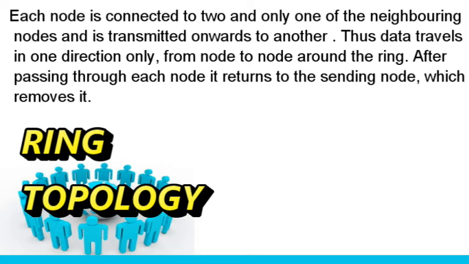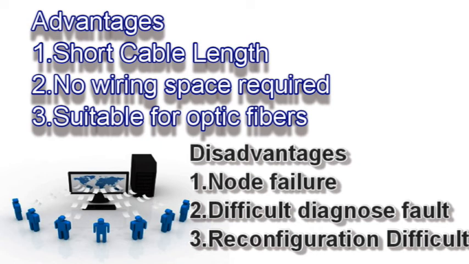Now coming to the advantages of ring topology: short cable length. As we already talked, it will involve short cable length because it has a desired path. No wiring closet space required, because they follow a similar channel and each node is connected to its immediate members. Suitable for optic fiber. This is very suitable whenever we are using optical fiber.